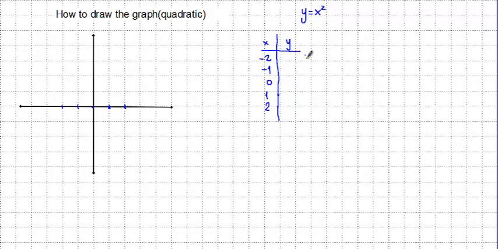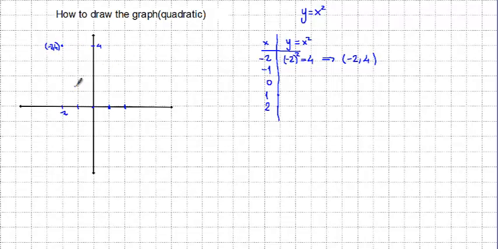With respect to these points, I'm going to find the y value. What about the y? y is equal to x squared. So this is going to be minus 2 squared, which is equal to 4. So the first coordinate is x is equal to minus 2, y is equal to 4. This point, minus 2, 4, is going to be here.